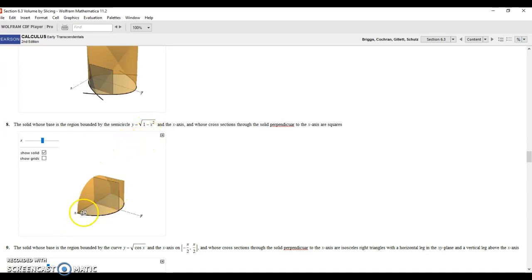from, well, we need to know what our range on our x values is going to be here. Well, it's going to go from minus 1 to 1. That's when you hit 0 here, right? If you put in 1, you would get 0. If you put in minus 1, you would get 0. So we're integrating from minus 1 to 1 of 1 minus x squared dx.